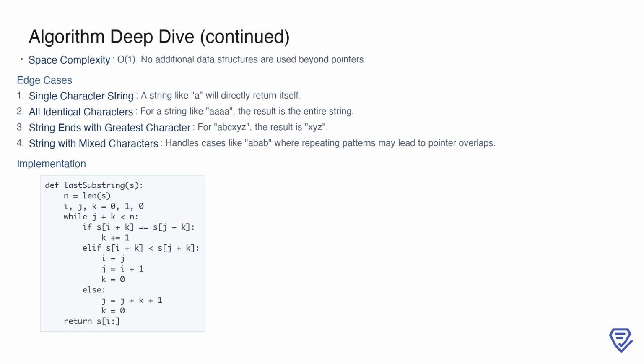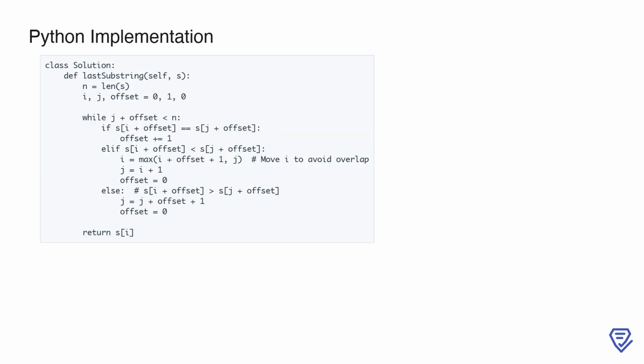Here's the Python implementation of this approach. The function starts by initializing i, j, and k, and uses a while loop to compare characters and adjust the pointers. Once the loop concludes, it returns the substring starting from the optimal index i. This concise implementation reflects the efficiency of the algorithm both in terms of time and space. This solution efficiently computes the lexicographically last substring of a given string using a greedy two-pointer approach. The key idea is to compare substrings starting at different indices and maintain the starting index of the best candidate substring.